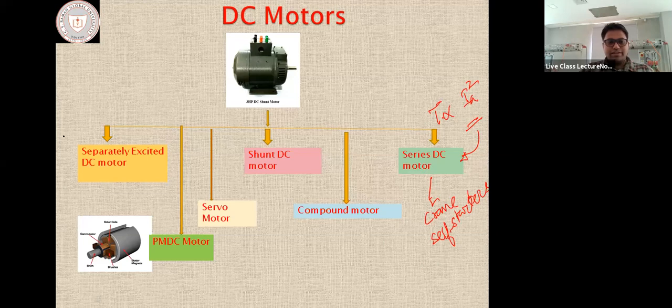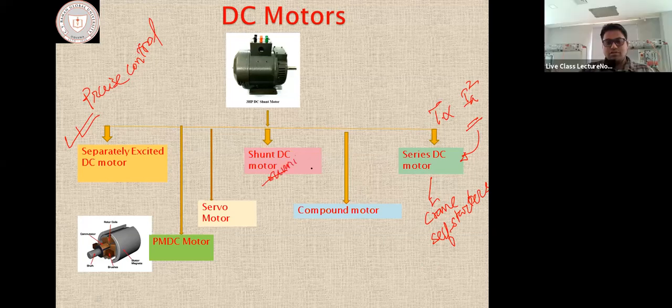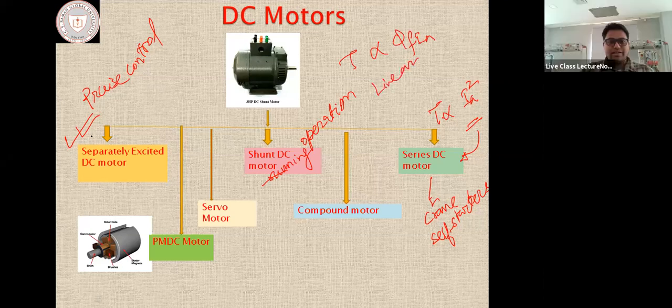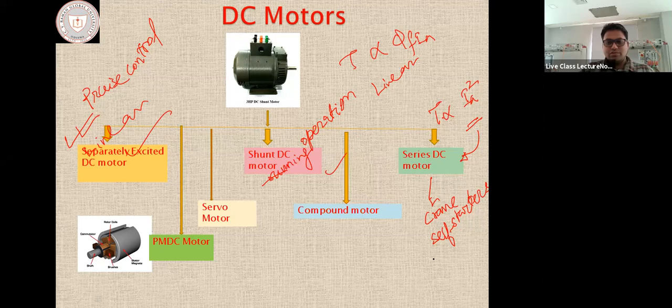So the separately excited motors might be used for precise control. It was earlier used, nowadays it's not used. Shunt motor as a usual running operation of the vehicle, because its torque will be lower. How much? Torque will be proportional to phi f into IA. It is linear, completely linear. This one and this one is linear. This is linear and this is linear. Right. For the series, it's a non-linear motor. It's non-linear.